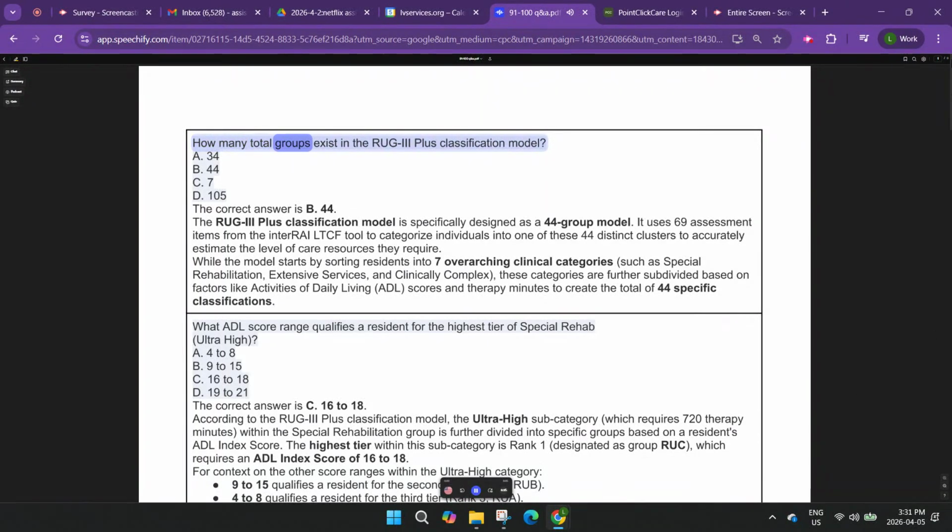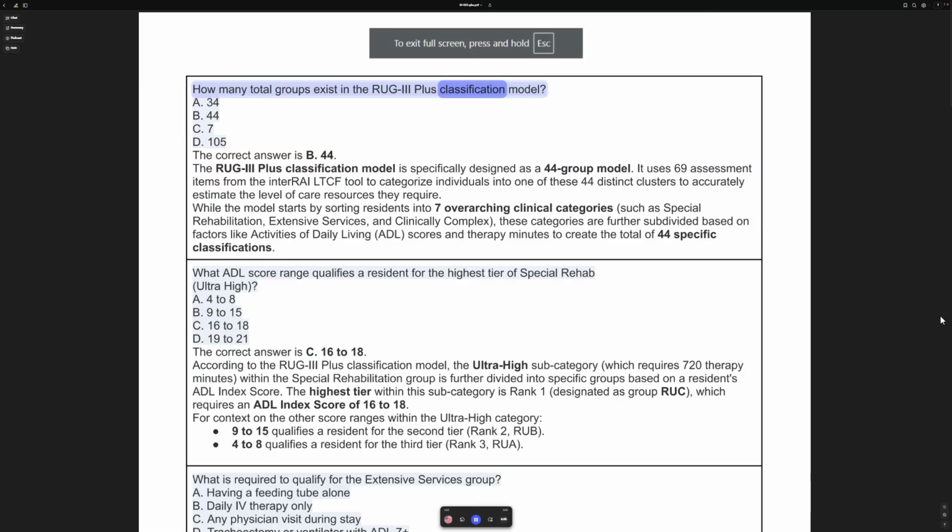How many total groups exist in the RUG 3 Plus classification model? A. 34, B. 44, C. 7, D. 105. The correct answer is B. 44. The RUG 3 Plus classification model is specifically designed as a 44-group model.